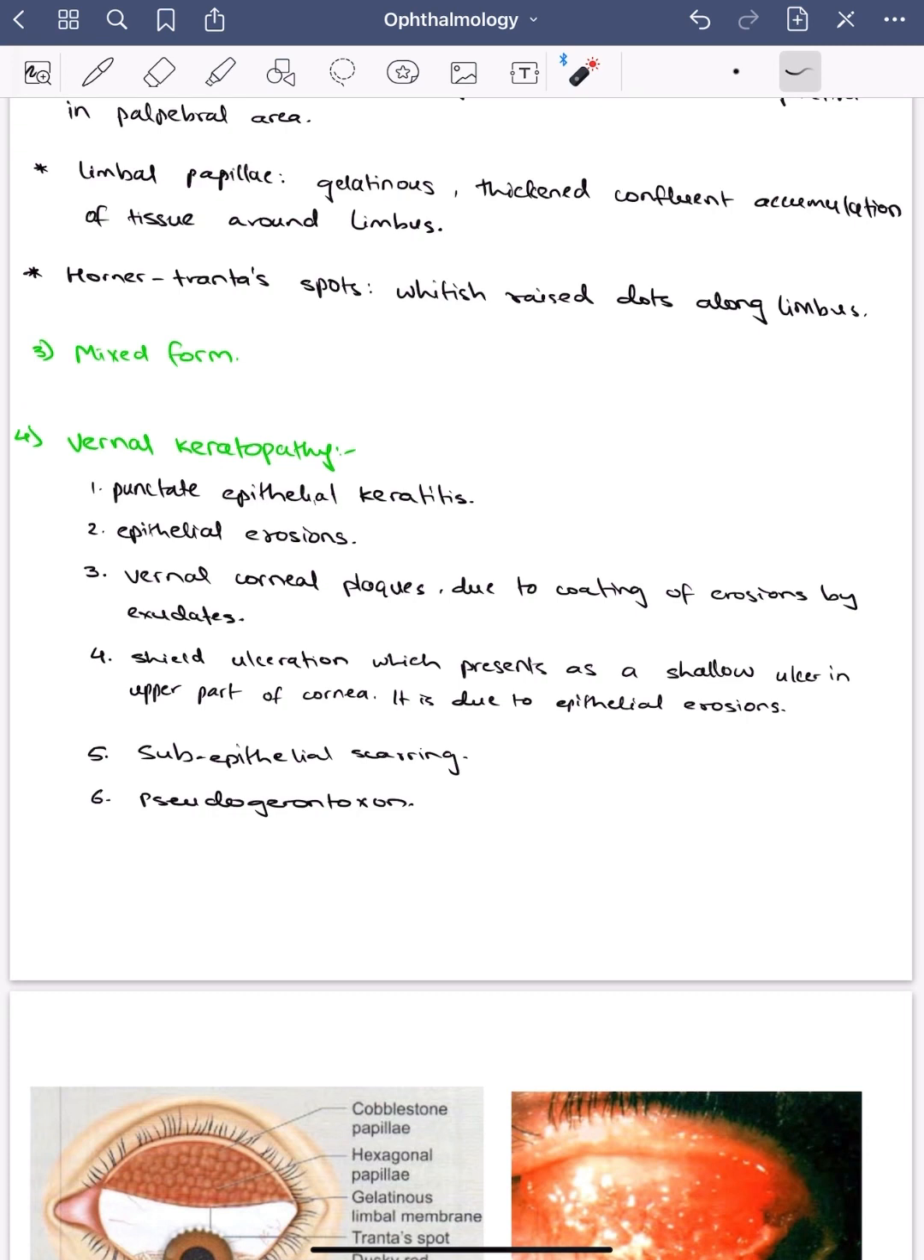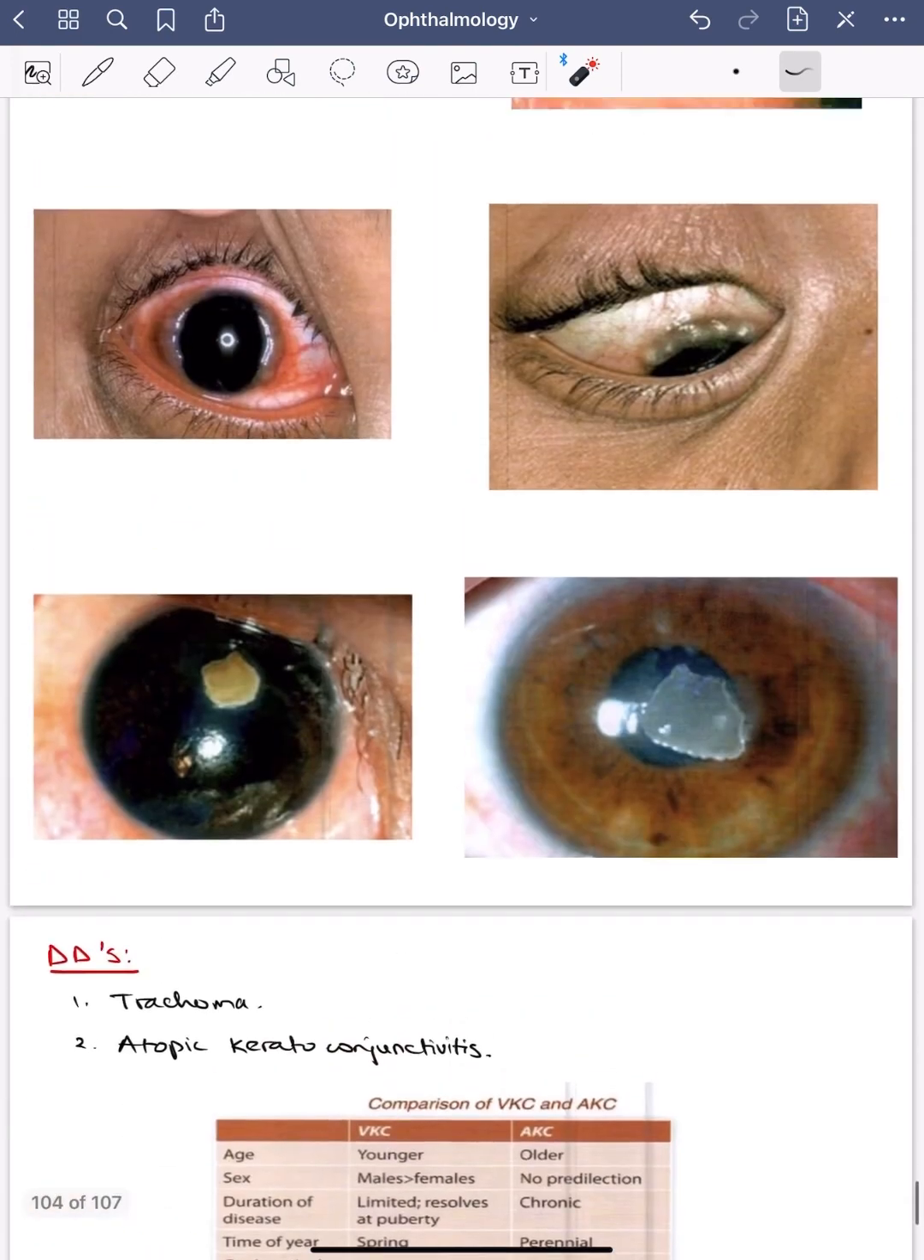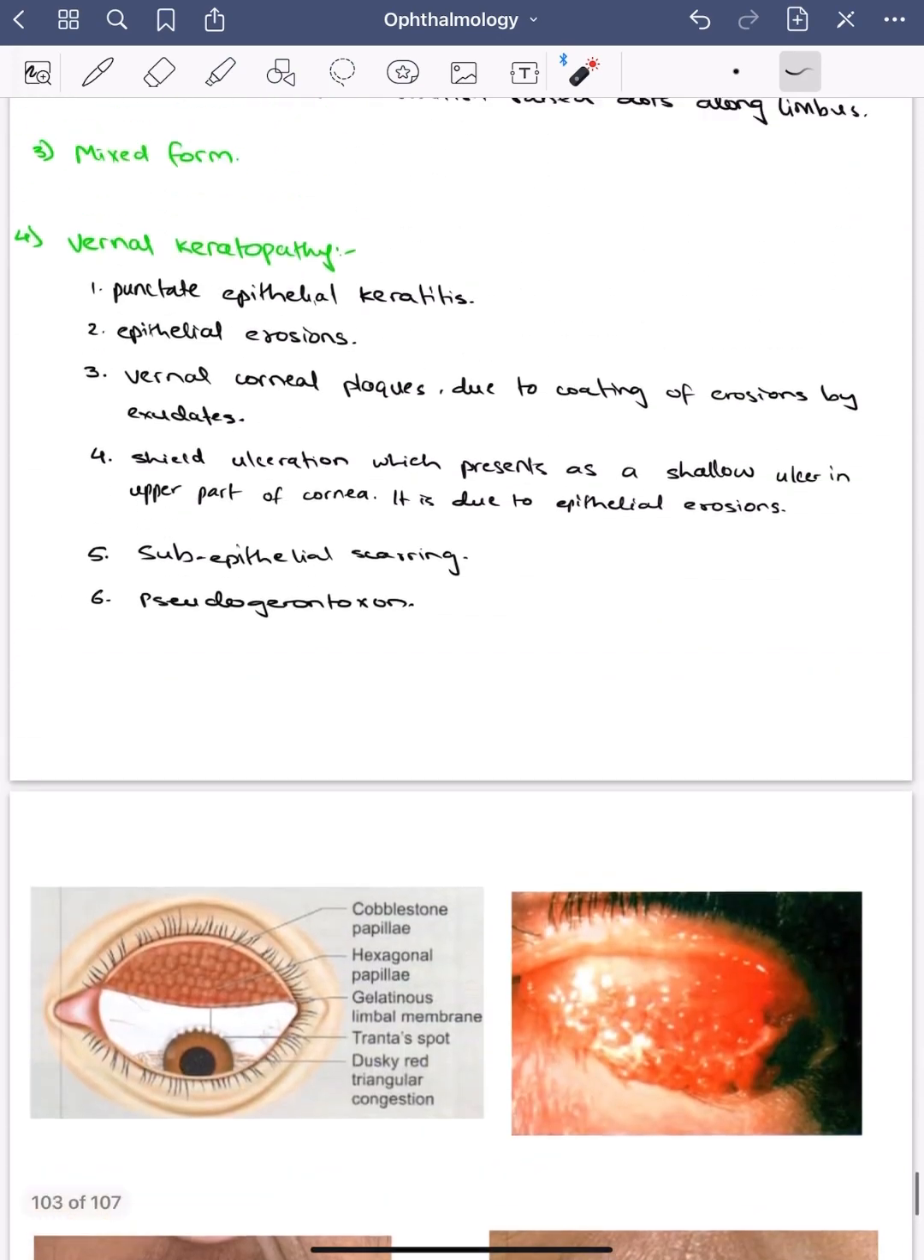Now, the important features of vernal keratopathy are: there may be presence of punctate epithelial keratitis. Second is the presence of epithelial erosions. Third is the presence of vernal corneal plaques. Now, because of the erosions, and due to coating of the erosions by exudates, we get a vernal corneal plaque, as you can see in this diagram here. So this is a corneal erosion, and when there is accumulation of exudates within the erosion, it leads to the formation of a vernal corneal plaque.